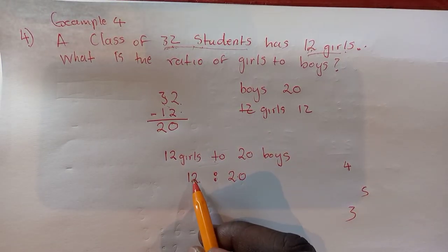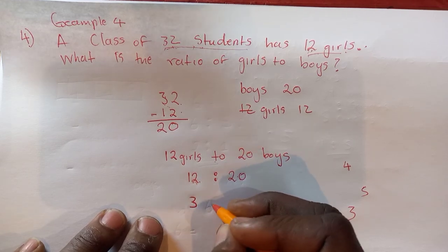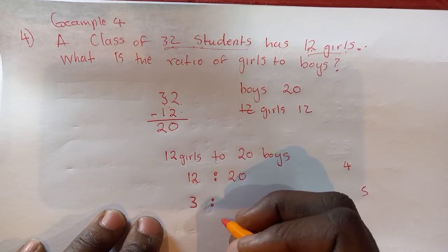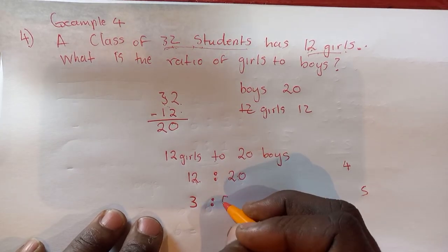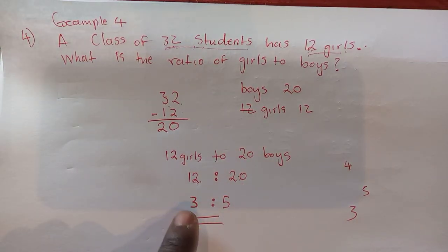So 4 into 12 is 3, and 4 into 20 goes 5 times. So the ratio of girls to boys in this class is 3 to 5. That was our last example, so we're done on ratios.